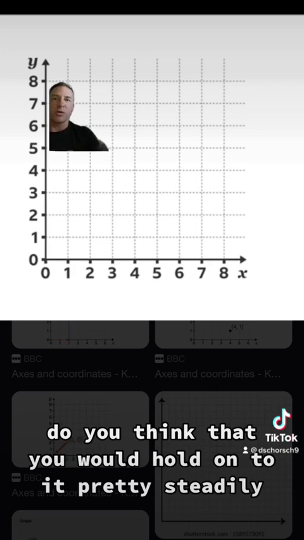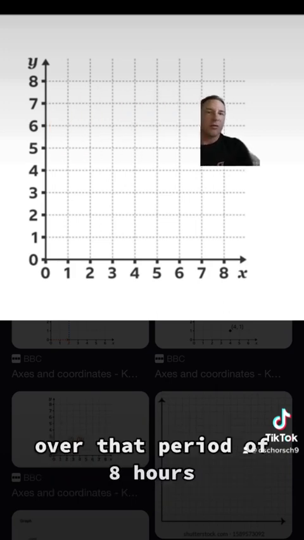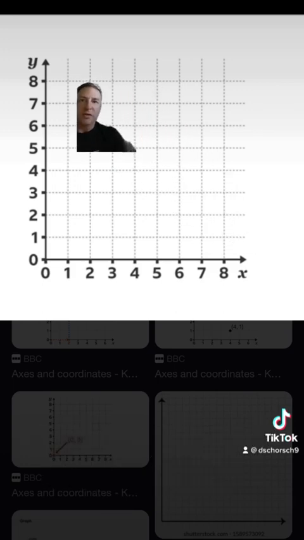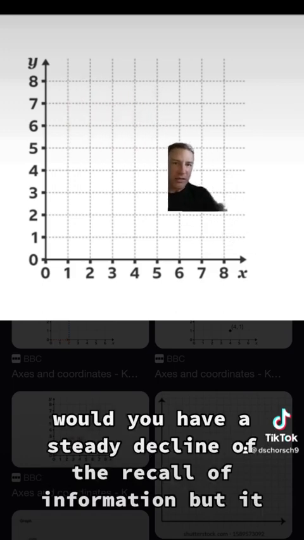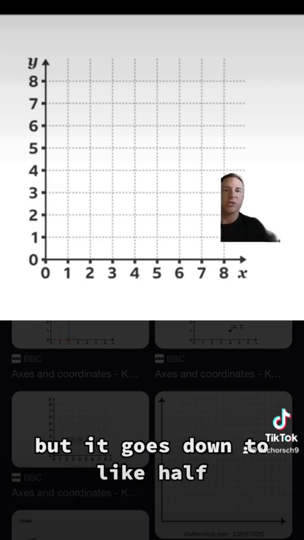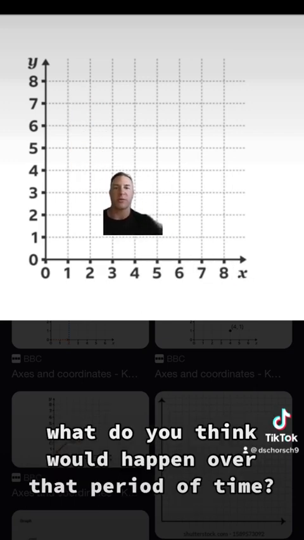Do you think that you would hold on to it pretty steadily over that period of 8 hours? Would you hold on to it for a while and it would fall off? Would you have a steady decline of the recall of information, but it goes down to like half? Would you lose a lot of it quickly and then it kind of levels off? What do you think would happen over that period of time?